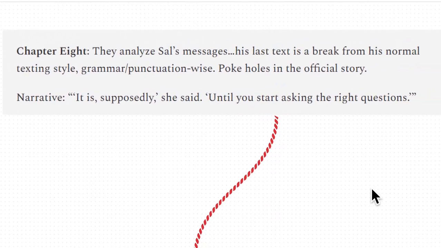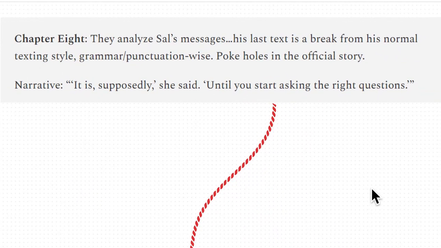In chapter 8, they analyze Sal's messages. His last text is a break from his normal texting style, grammar and punctuation-wise, and this pokes holes in the official story. It is supposedly, she said, until you start asking the right questions. And the it there is the official story. So with chapter 7 and chapter 8, the more holes in the story, the more curious we are about what really happened.